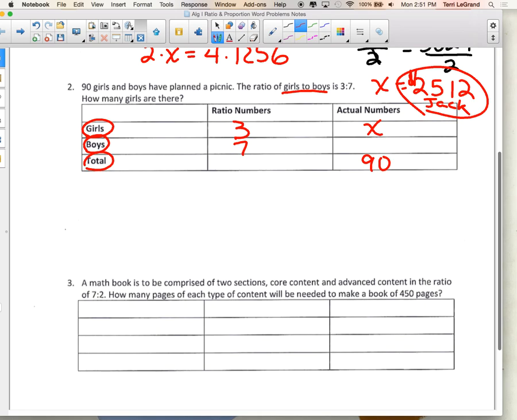3 girls compared to 7 boys is the same as comparing X girls to 90 boys and girls mixed together. No, wait, never mind. Yeah, I think that's going to work.